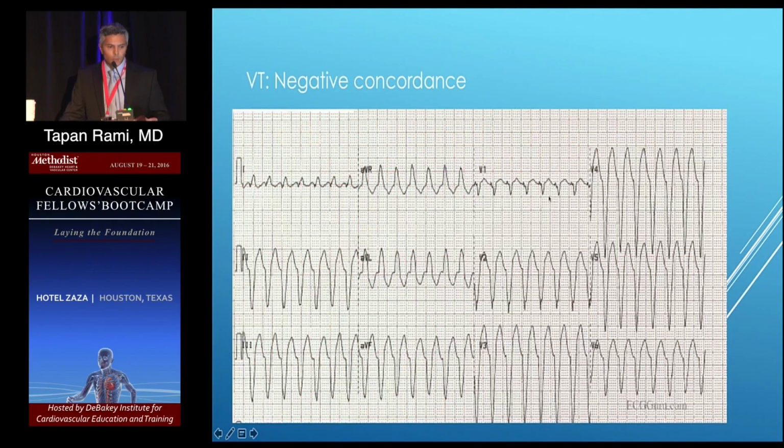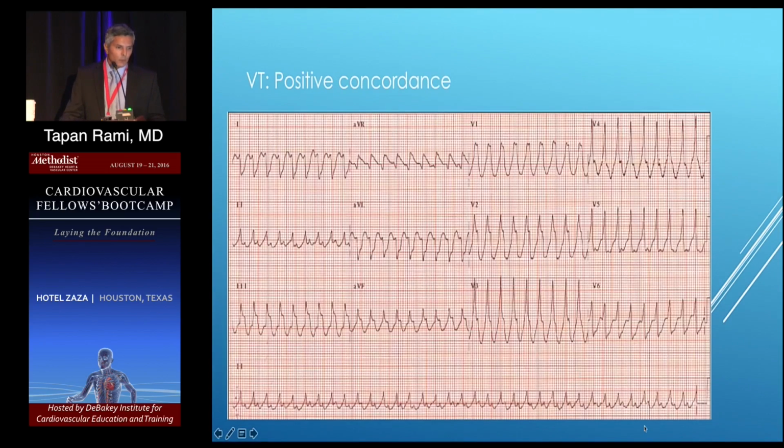Okay, so it's a wide complex tachycardia. These are all negative, so all the QRS complexes are negative. This is probably an apical site of origin for the VT. Here you have positive concordance. Again, it's a wide complex, and the QRS complexes are all essentially positive. So this is probably VT coming from somewhere in the base of the LV, probably basal lateral. You also have a northwest axis here on lead 1.